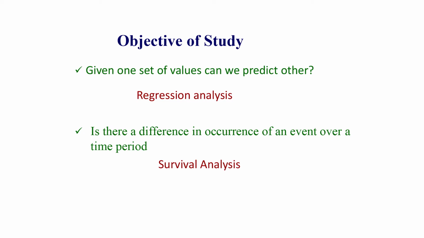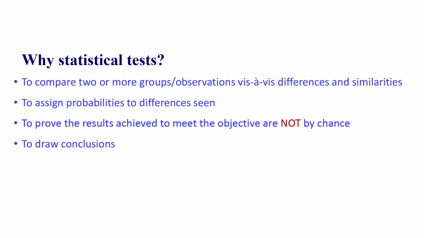So these can be different objectives of your study, and based on these you conduct the study, then you collect data and ultimately you apply a statistical test. So why a statistical test? Basically, where do we need the statistical test? The first thing is to compare two or more groups or observations vis-a-vis differences and similarities between these groups or observations. Then to assign probabilities to the differences seen. You want to study whether the probability of the difference which you have observed is high or low.